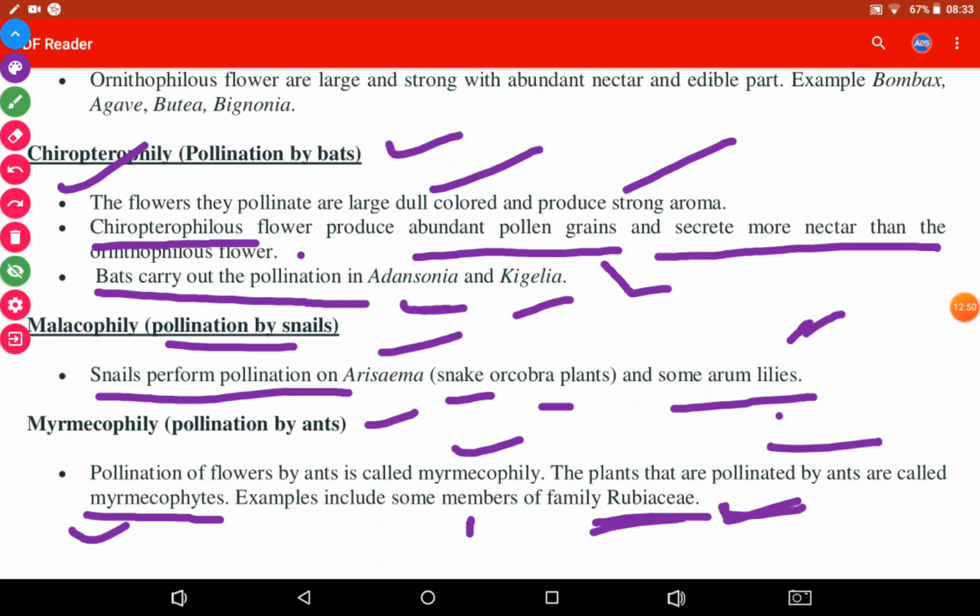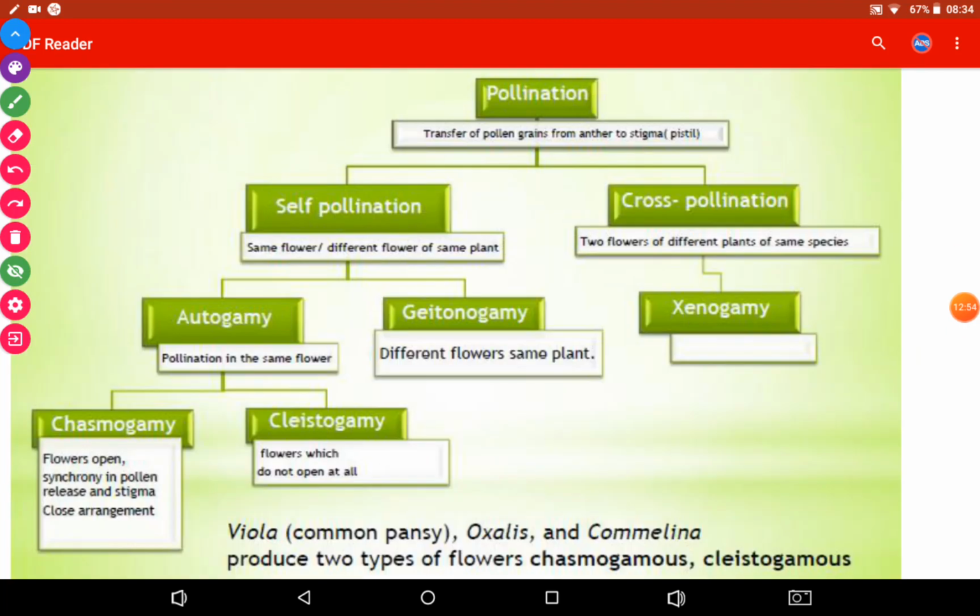Now pollination by ants: Myrmecophily. Pollination of flowers by ants is called Myrmecophily. The plants that are pollinated by ants are called Myrmecophytes. Such plants are called Myrmecophytes, and examples include some members of the family Rubiaceae, which belong to this category. As far as I remember, a member of Rubiaceae is Euphorbia.